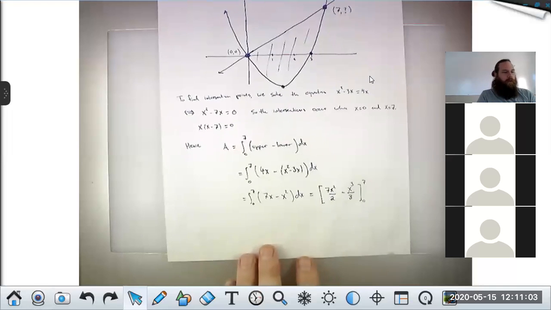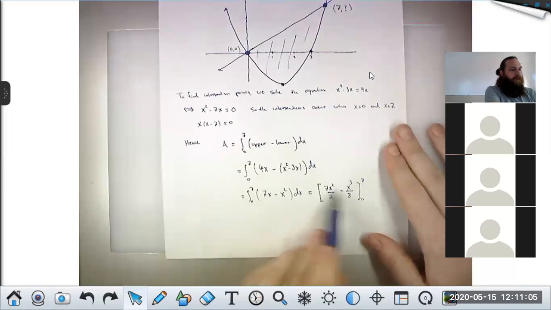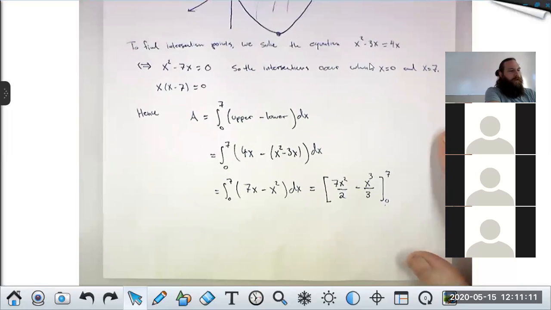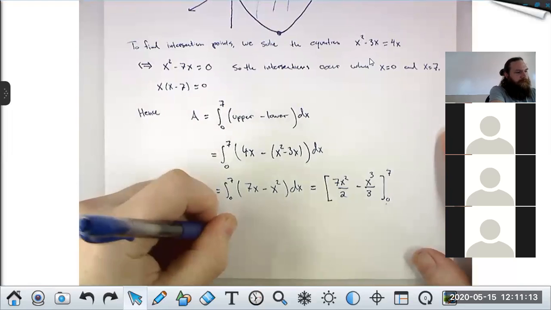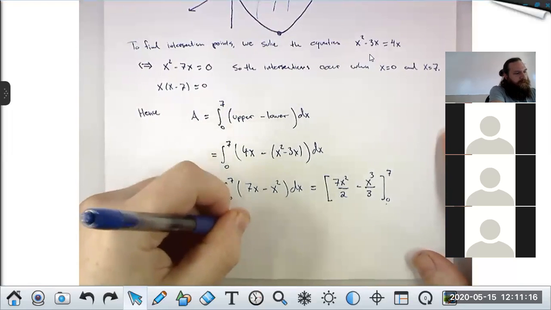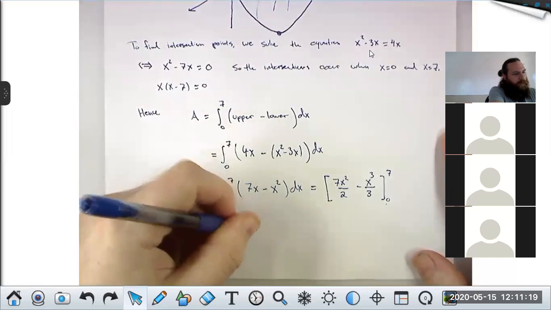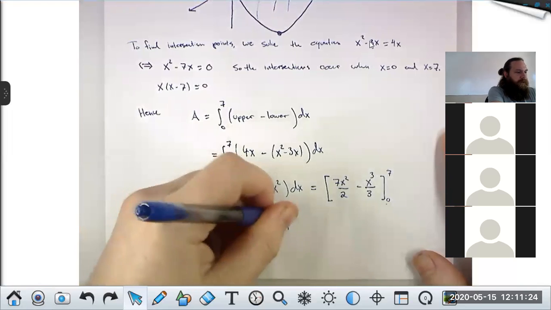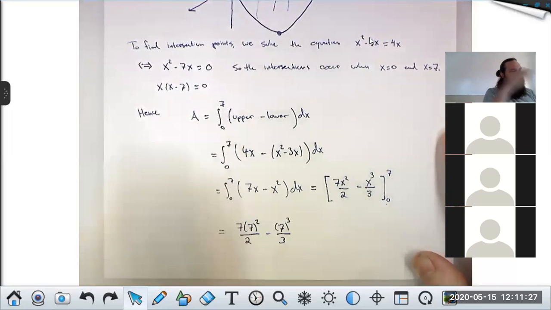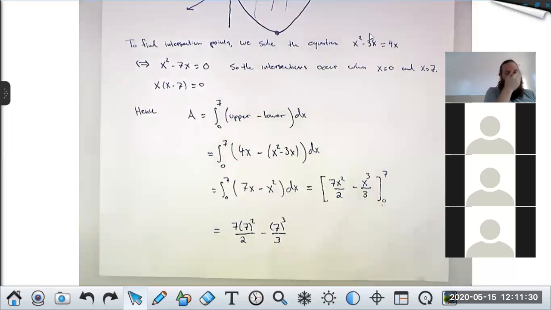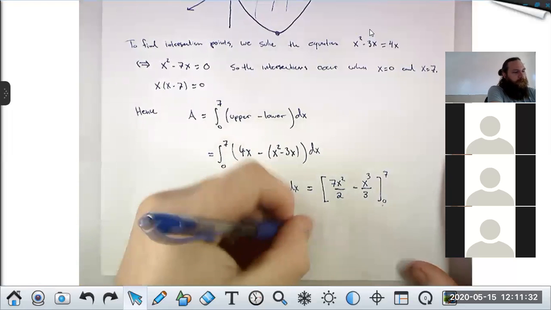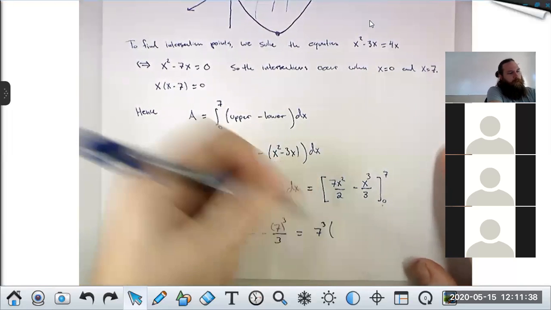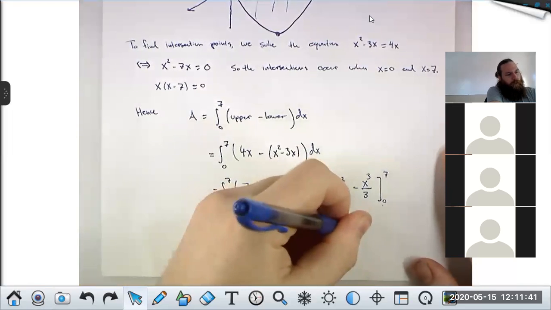Okay, all right, so let's go ahead and finish the job here. Both of these are equal to 0 when you plug in 0, so there's not going to be any contribution from the lower limit. But when I plug in the upper limit of 7, I get 7 times 7 squared over 2 minus 7 cubed over 3. And both of those have a numerator of 7 cubed, right? 7 times 7 squared is 7 cubed, and I can factor that out. So this is 7 cubed times 1/2 minus 1/3.